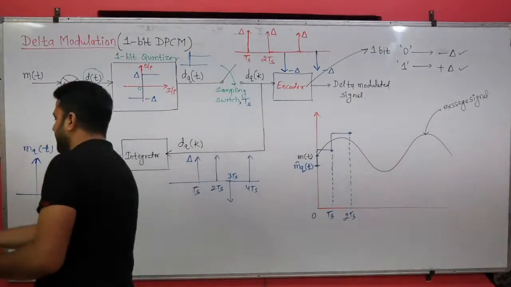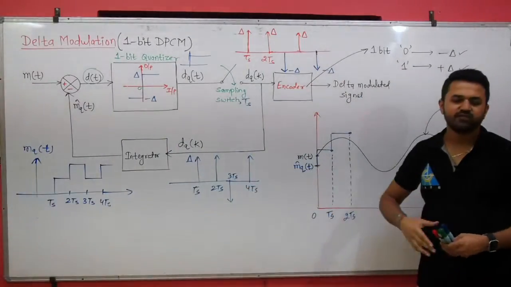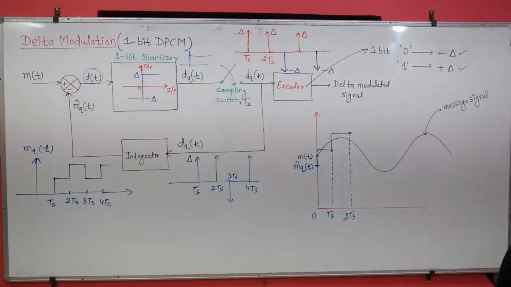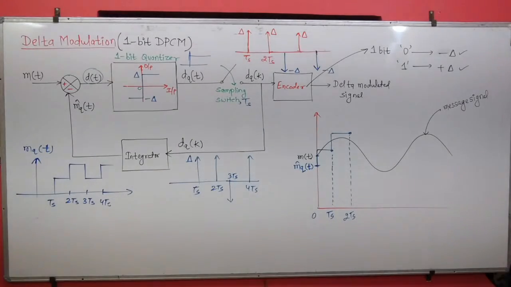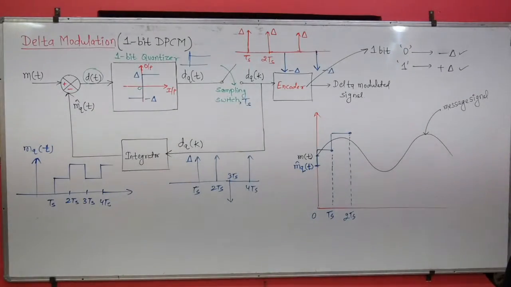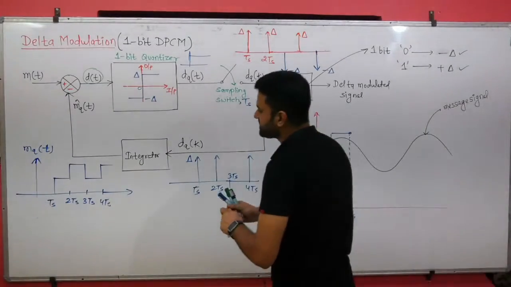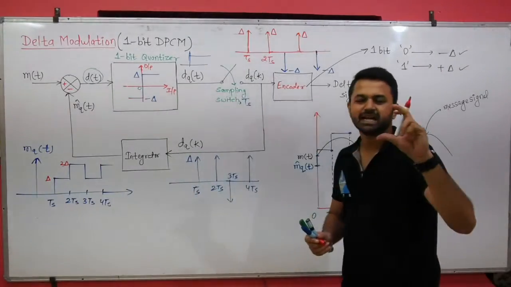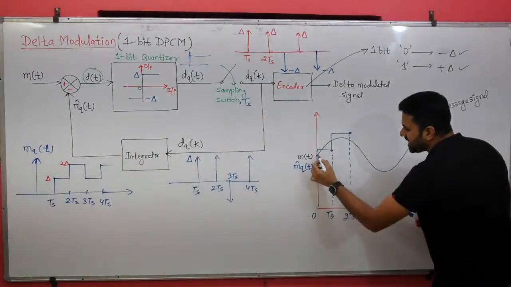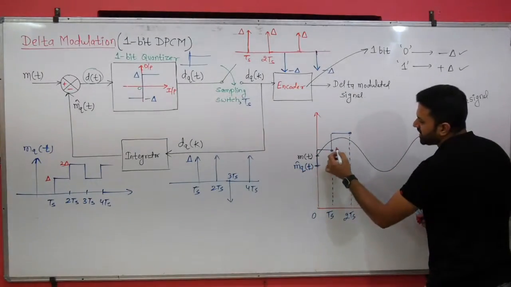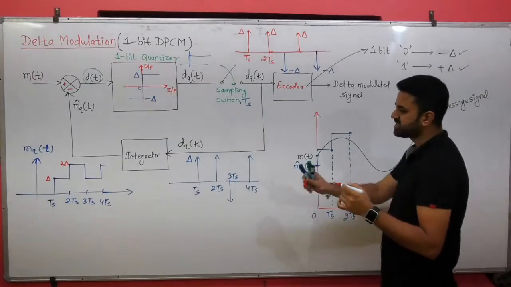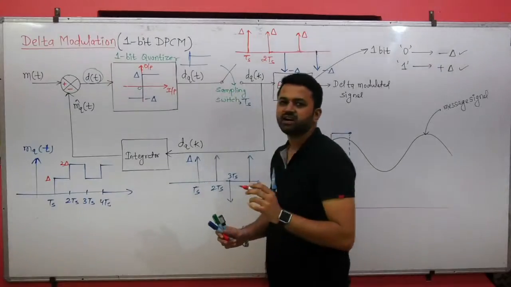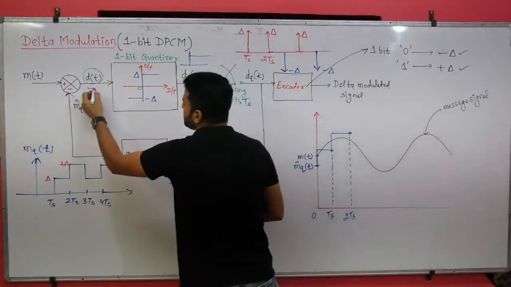If you integrate this type of signal, which has the positive and negative impulses, when you integrate the impulse, you will get the step signal which will have the height delta. Because the step size is delta, that is why we are drawing those steps of height delta. Because the output of the integrator is plus delta or minus delta. It depends on the difference between the two signals.